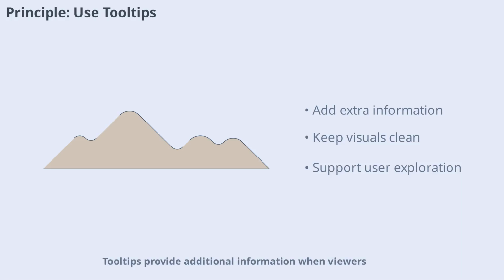Tooltips provide additional information when viewers hover over data points in interactive charts. They can display exact values, explanations, or related data, making your visualizations more informative without cluttering the main view.